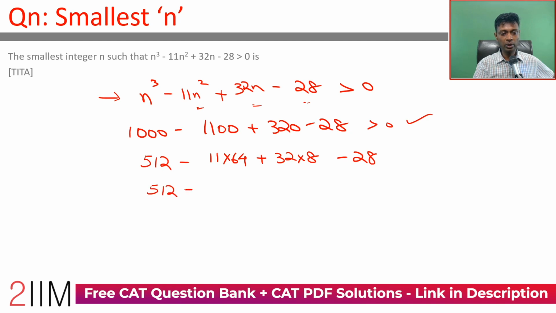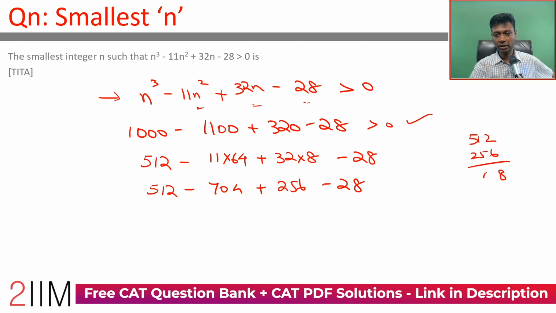So 512 minus 704 plus 32 into 8. This is 256 minus 28. So 512 plus 256 is 768. 704 plus 28 is 732. So 512 plus 256 is greater than 704 plus 28. So 8 works. Already I'm beginning to sense that 7 won't work.